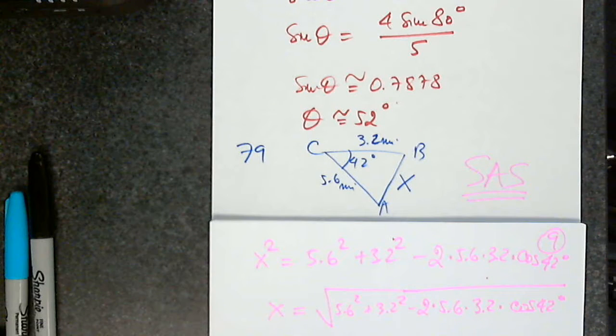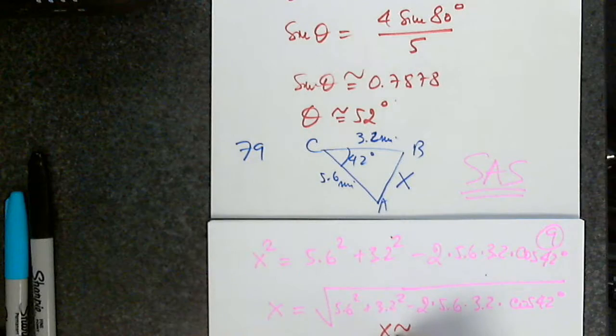So I have the square root, and in parentheses 5.6 squared plus 3.2 squared minus 5.6 times 3.2 times 2 times cosine 42. So 2, 5.6, 3.2, cosine 42. I think I'm okay with everything. So I got approximately x equals 3.87 miles.